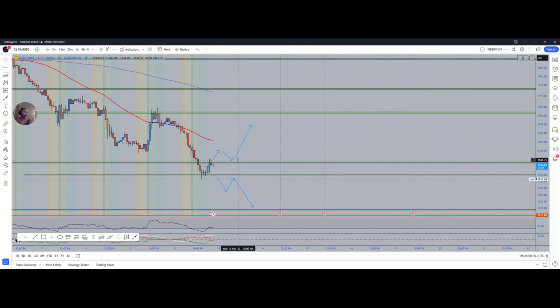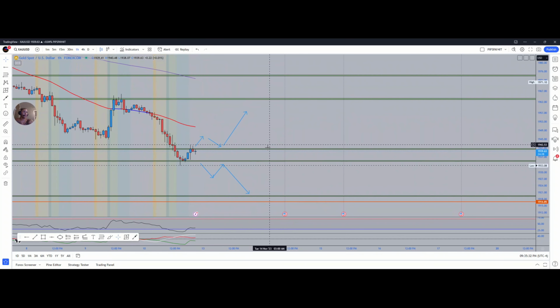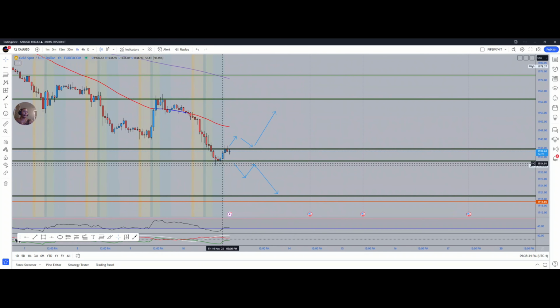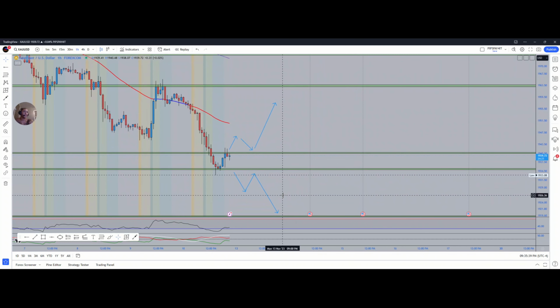If price breaks 1933.14, it could go all the way down to the 1920s. If price breaks above 1942.91, price could go all the way to at least the 1956, 1960 range. So there you go, a quick breakdown on gold regarding what I may look for these upcoming 2-3 days.